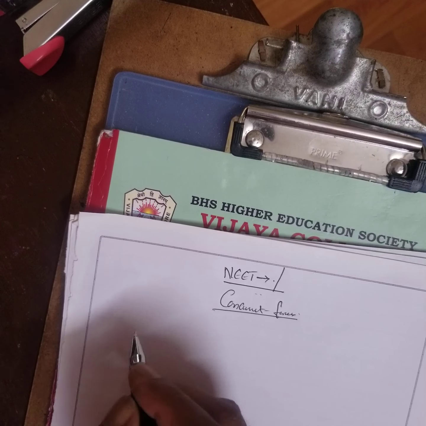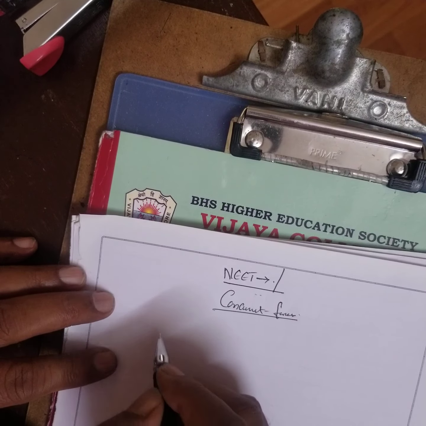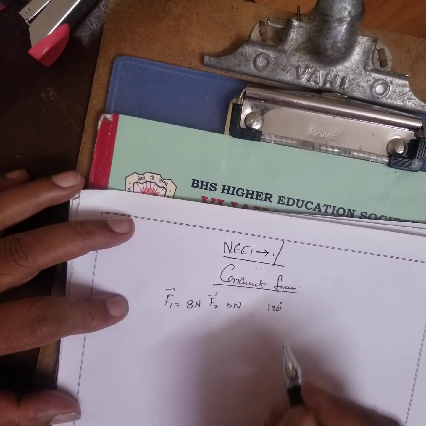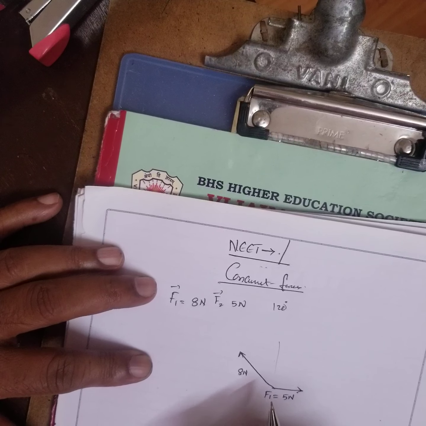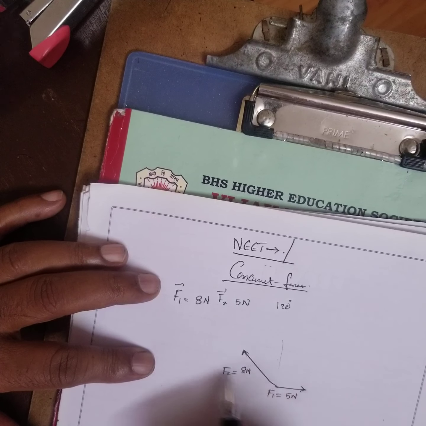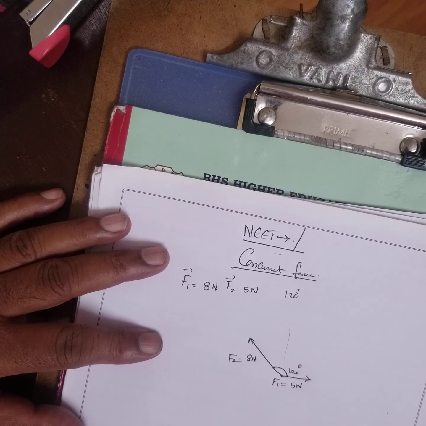Remember that. Here there are two forces, 8 Newton and 5 Newton, acting at a point at an angle of 120 degrees. 5 Newton and 8 Newton, this is F1 and this is F2. I don't write the arrow at present. It is acting at a point making an angle of 120 degrees. Find the magnitude and direction of the resultant.